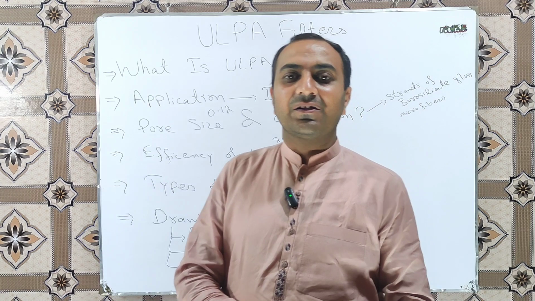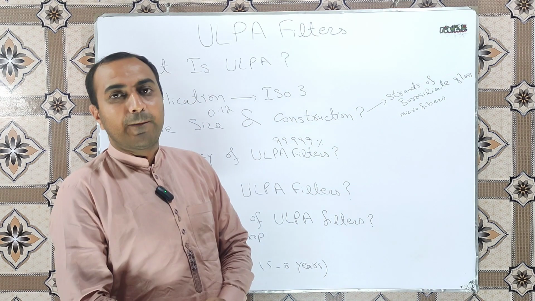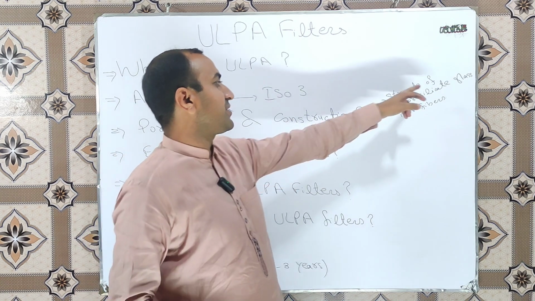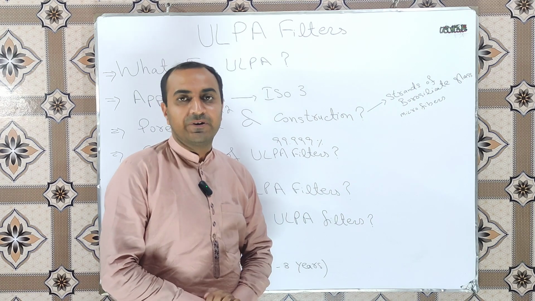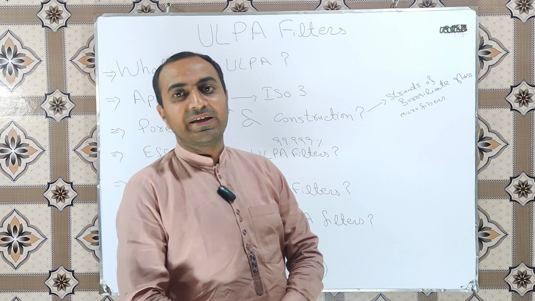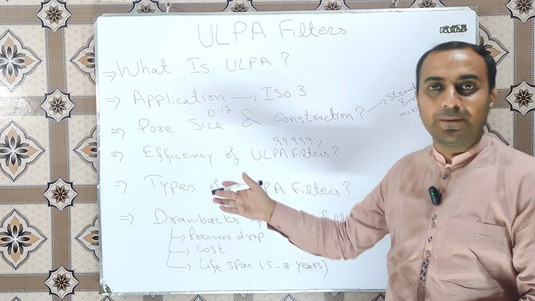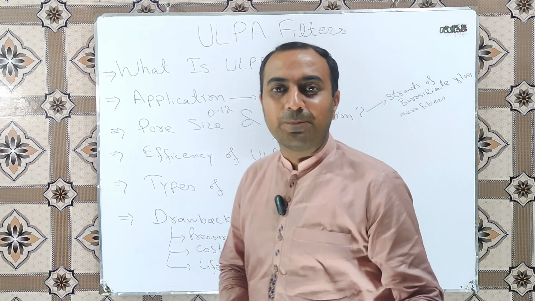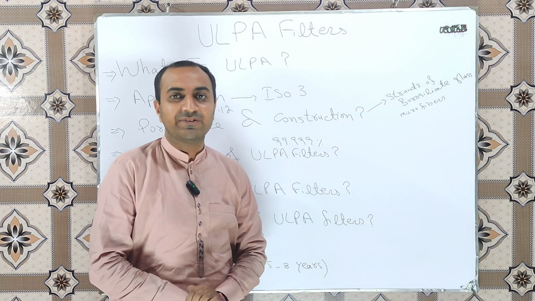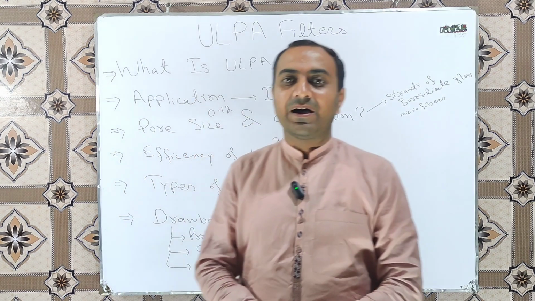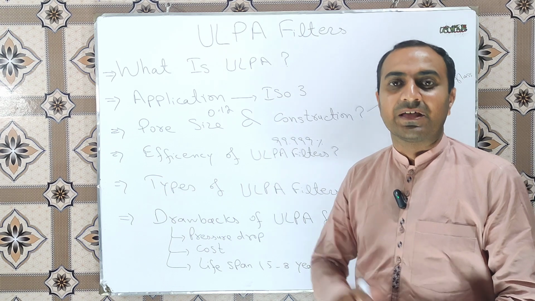How are ULPA filters constructed, or what is the material of construction of ULPA filters? ULPA filters are constructed from the strands of borosilicate glass microfibers. They are densely arranged. It means the material of construction for HEPA and ULPA filters is the same. The difference is that in the ULPA filters, these borosilicate glass fibers are more dense as compared to the HEPA filters.